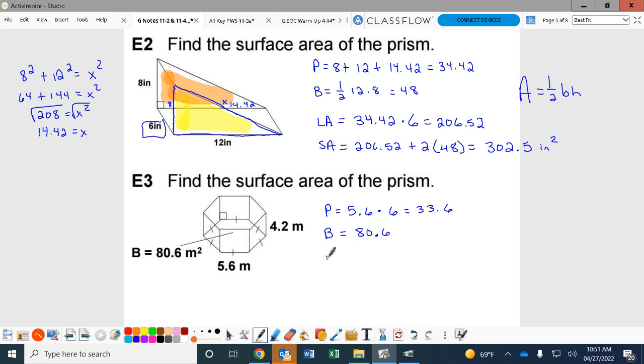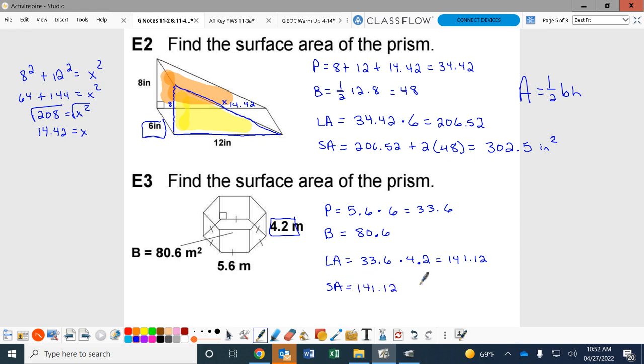The next step is going to be lateral area. Lateral area is going to be the perimeter, 33.6, times the distance between the two hexagons. Which number out of all these numbers is the distance between the two hexagons? The 4.2. Now I can't do that one in my head. I can do the other stuff. This one I can't do. What's 33.6 times 4.2? 141.12. There we go.